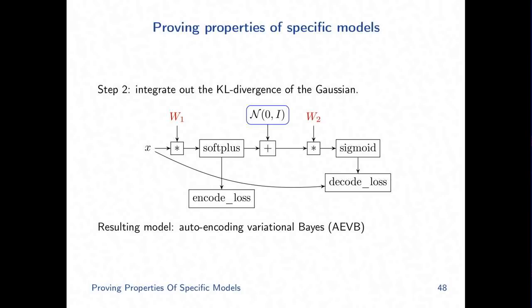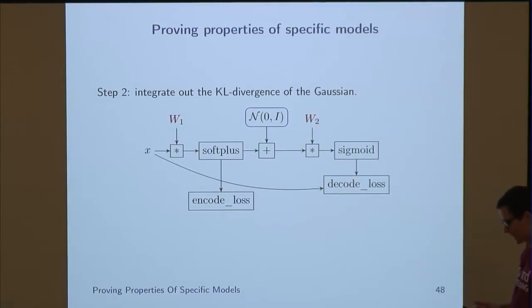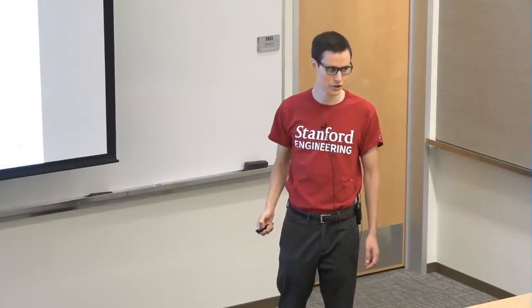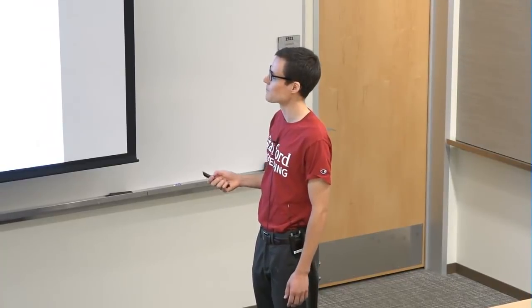So we're going to do that here, and we're going to have some of the encoding loss, which can be computed outside of the integral without looking at the sample. And then the decoding loss is the same as before. And now this model is state of the art. This is called the autoencoding variational Bayes model. And you can do some very cool things, which I won't go into.